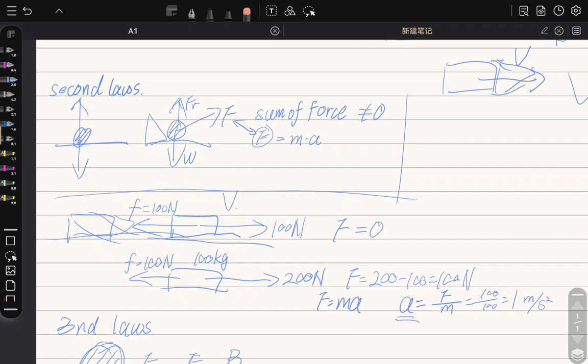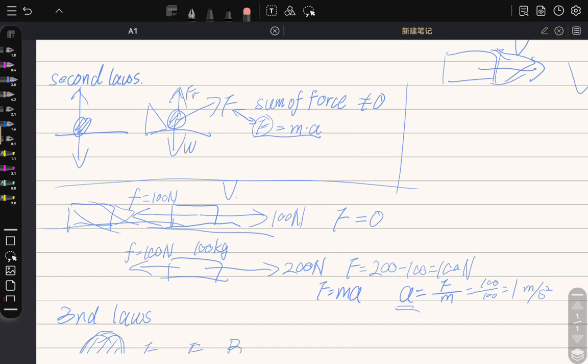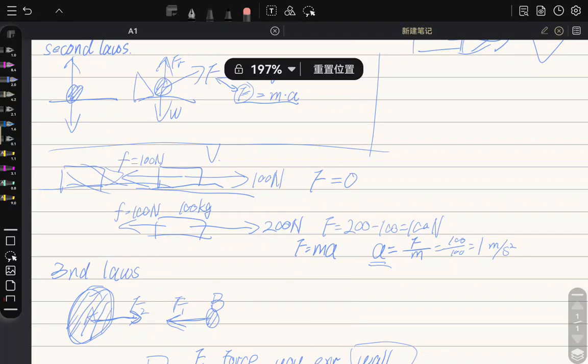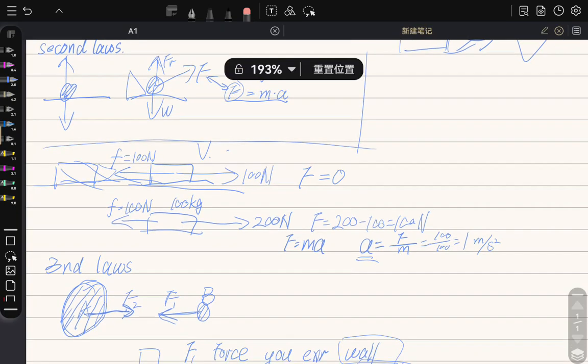And we can have an equation. It says that force is equal to mass multiplied by acceleration. In situation 2, we can calculate the acceleration. A driving car is on the road, and the traction force is 100 Newton. The resistance force is also 100 Newton. So the resultant force is equal to 0, right?